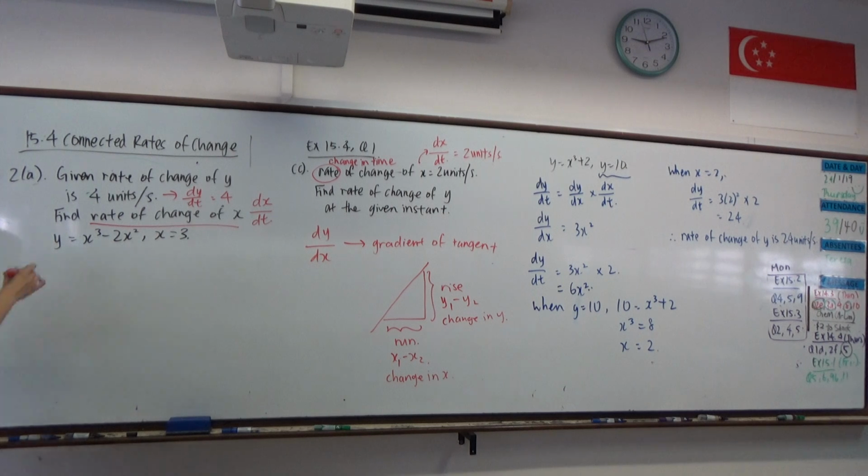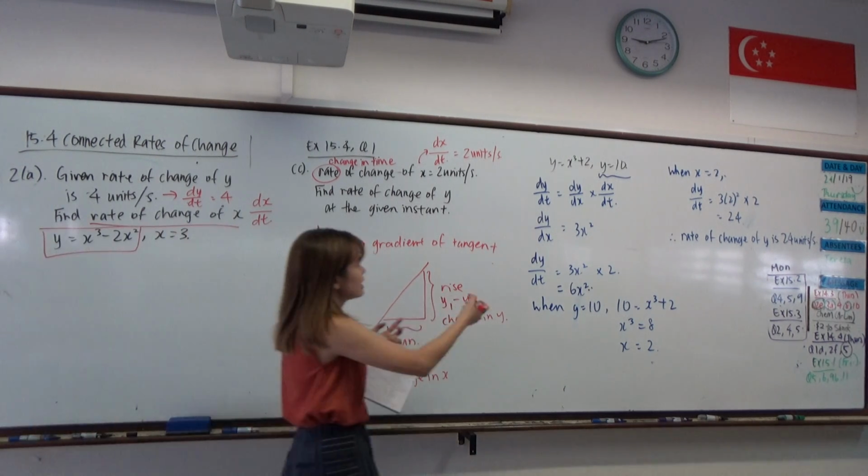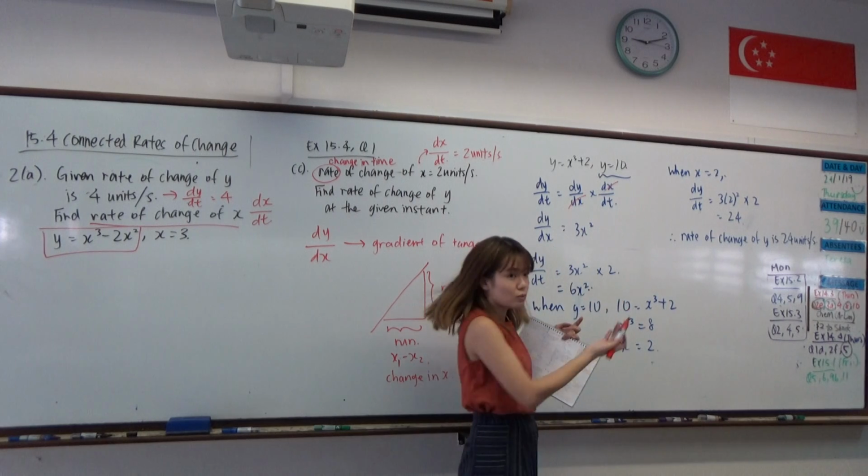However, we are only given y equals x cubed minus 2x squared. So what should we do? Find dy over dx. A very rough method, a rough understanding, but this actually works.